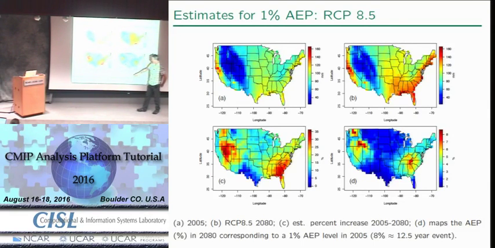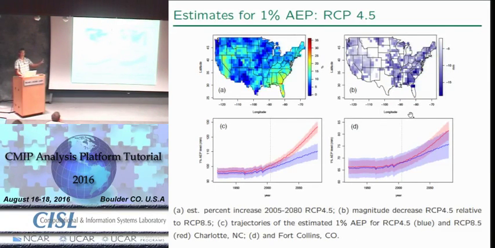It just says, what is the percent in 2080, according to this climate model, of what was the 100-year return level in 2005. So if you see 8%, which we see at a couple locations, that's saying the point estimate says that what was a 100-year event is now a 12.5-year event. We also compared this to RCP 4.5, and as you might imagine, the return level increase is much less under RCP 4.5. We can talk more about this.